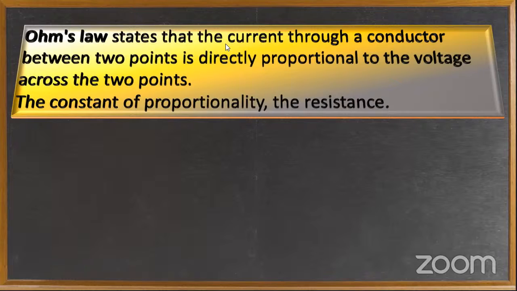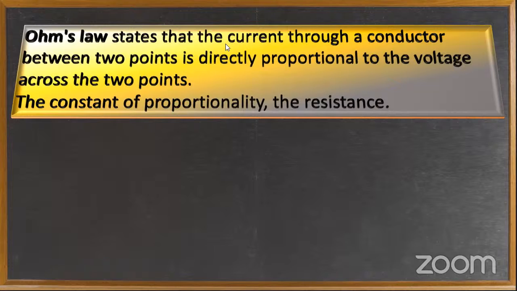Ohm's law states that the current through a conductor between 2 points is directly proportional to the voltage across the 2 points. The constant of proportionality is the resistance.